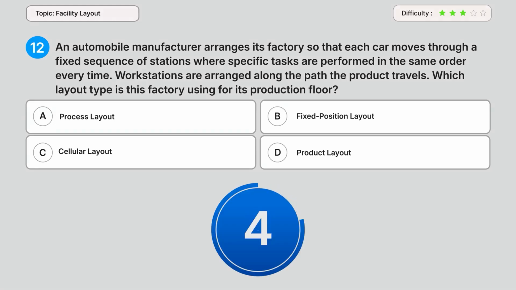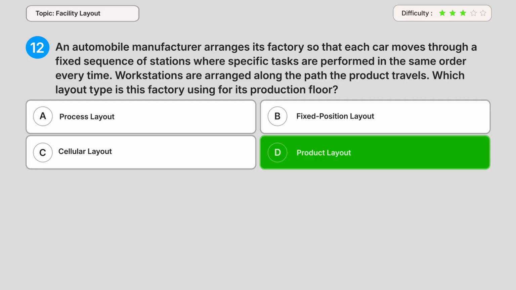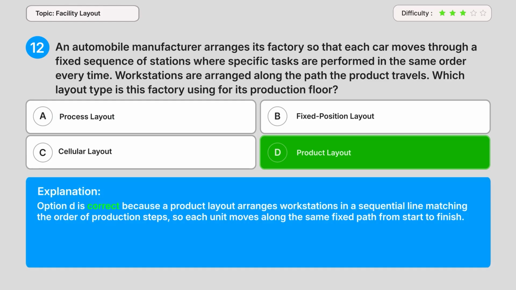Can you guess the answer? Correct answer, D. Product layout. Explanation: option D is correct because a product layout arranges workstations in a sequential line matching the order of production steps, so each unit moves along the same fixed path from start to finish.